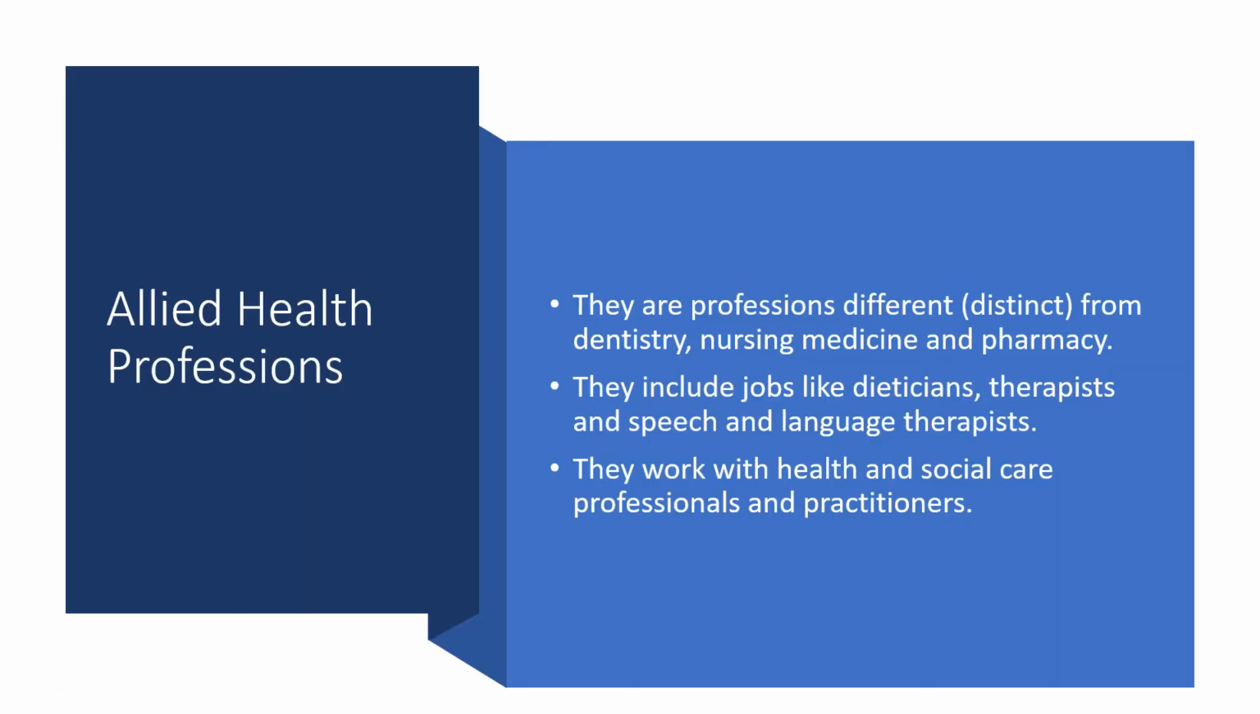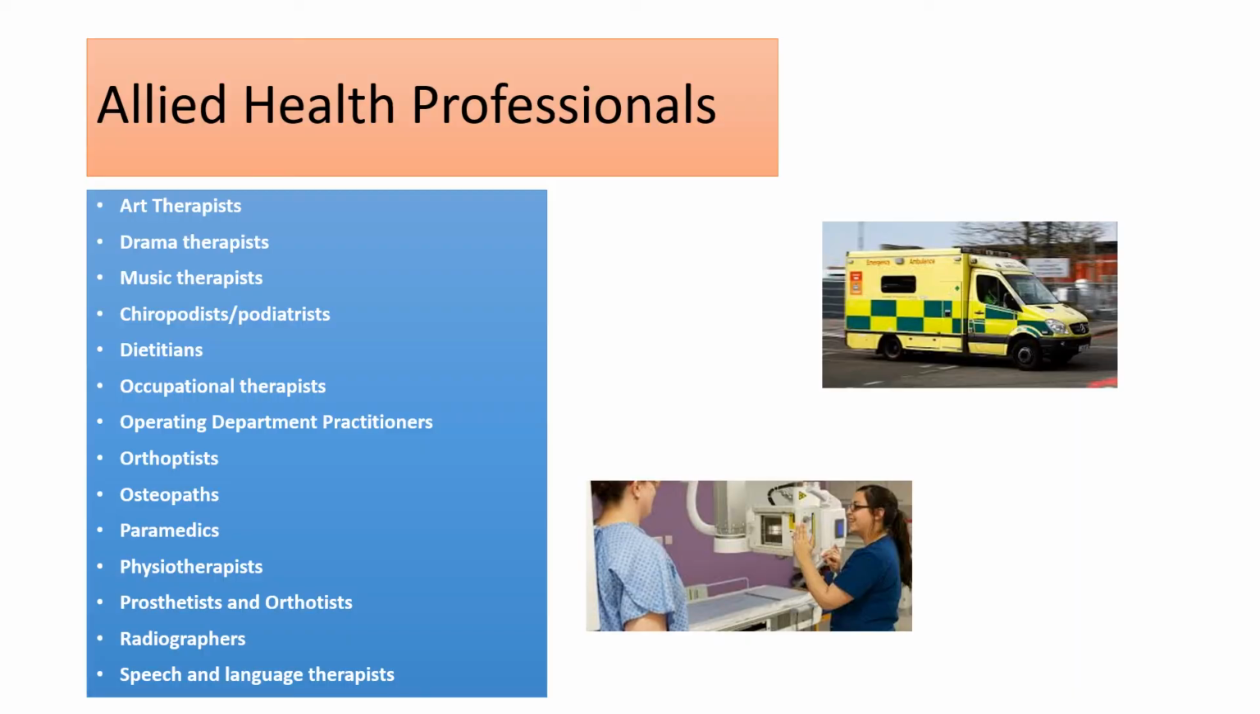An allied health care professional is different or distinct from dentistry, nursing, medicine and pharmacy. They include jobs like dietitians, therapists and speech and language therapists. They work with health and social care professionals and practitioners. Examples of allied healthcare professionals can be seen below. You could have dietitians, chiropodists, occupational therapists, osteopaths, paramedics, physiotherapists, radiographers.